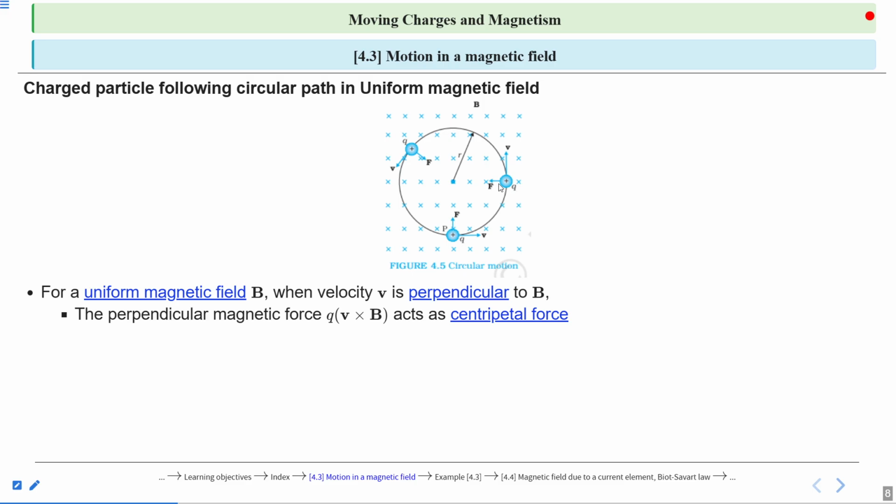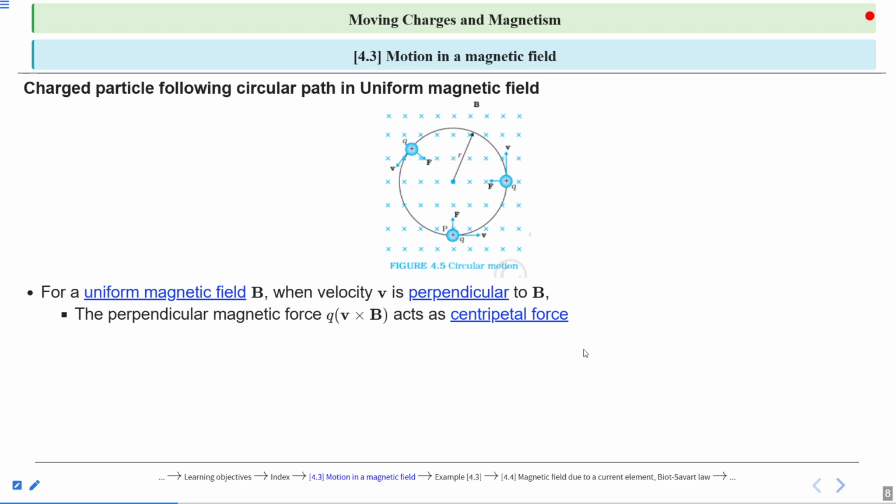the rightmost part, if velocity is in the upward direction, you have to point your fingers in the direction of velocity and curl them inwards, perpendicular to the plane, in the direction of the magnetic field. You will get the direction of the thumb as the left direction. Similarly, for any point in the circle, you can find the direction of force. You will see that the force is directed towards the center of the circle and acts as centripetal force.